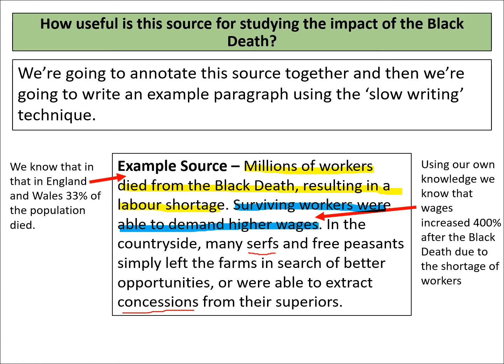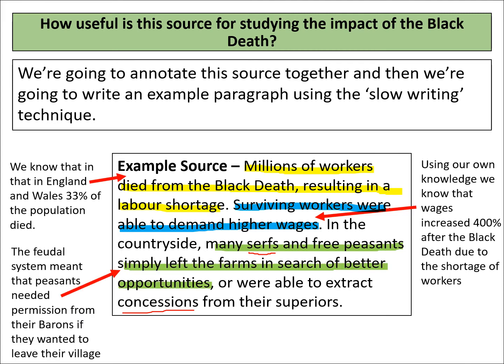Final one. Many serfs and free peasants simply left the farms in search of better opportunities. We know that the feudal system meant that the peasants needed permission from their barons if they wanted to leave the village. So here we can see that the peasants are acting against the feudal system.